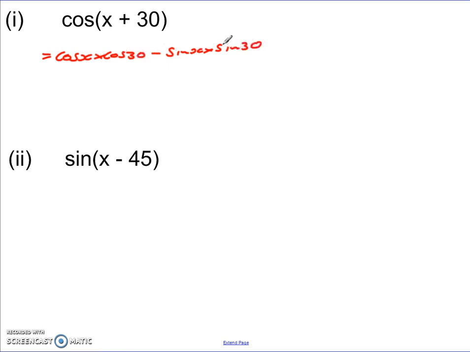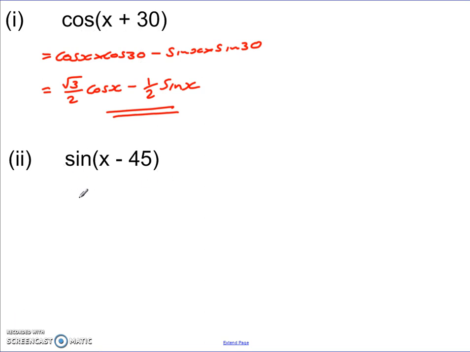Now the cos 30 and the sin 30, we can actually calculate those as exact values. Think of your exact value triangles. We are able to get them from that. Cos 30 is the equivalent of root 3 over 2, so that gives me root 3 over 2 cos x. And sin 30 gives me a half, so that then becomes a half sin x for the second part of it. And that's me got my expanded version of cos of x plus 30. That's all we need to get to for that one.